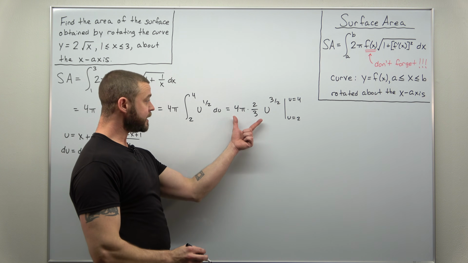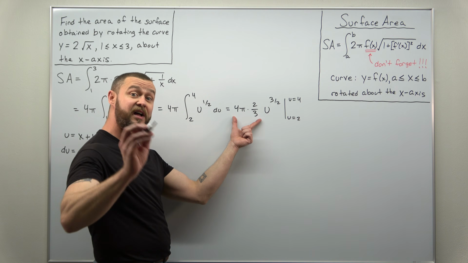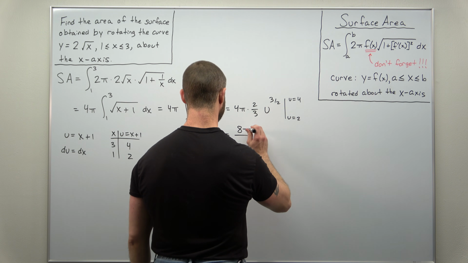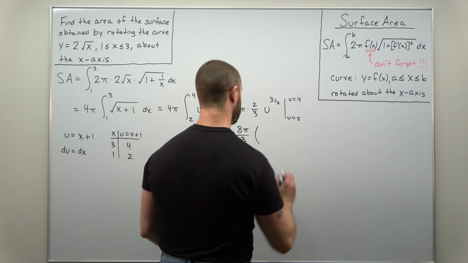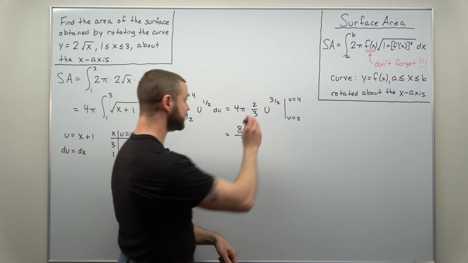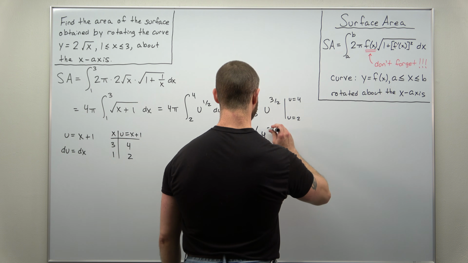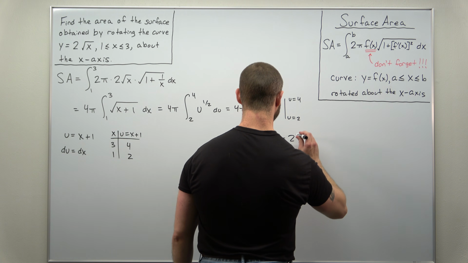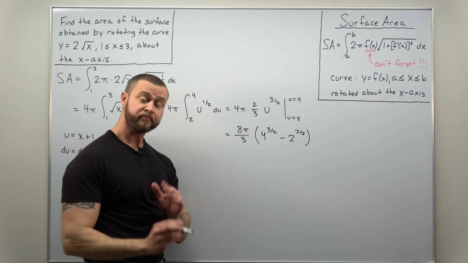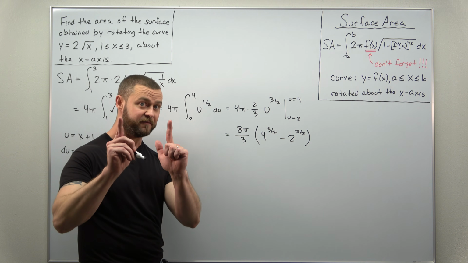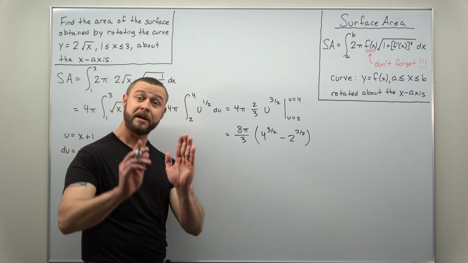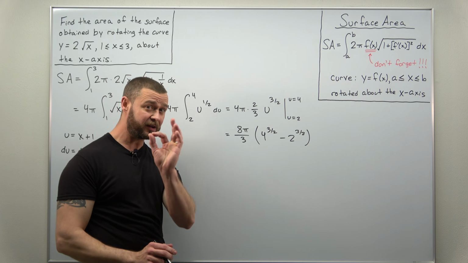All right, before we do that, let's go ahead and clean up the fractions here. You can write this as 8 pi over 3. And if you go ahead and plug in u is 4 and u is 2 and subtract, you'll get 4 to the 3/2 minus 2 to the 3/2. And that is the exact value for the surface area. Now, you could leave your answer as this, but it actually can be cleaned up a little bit.